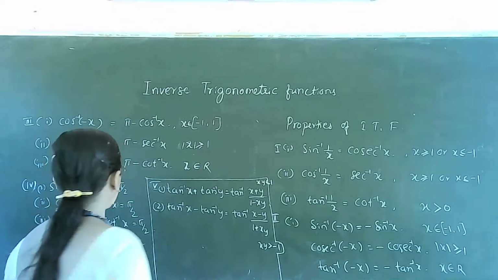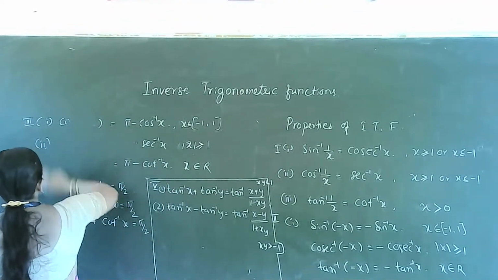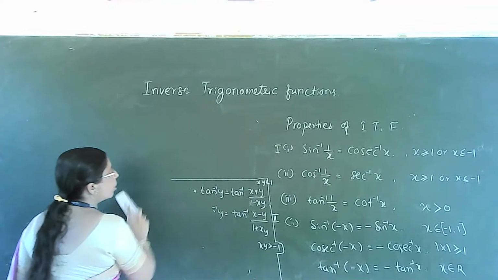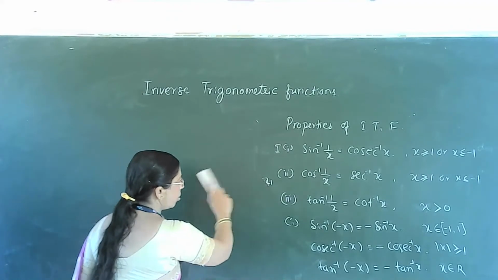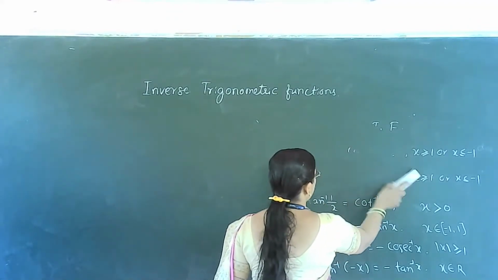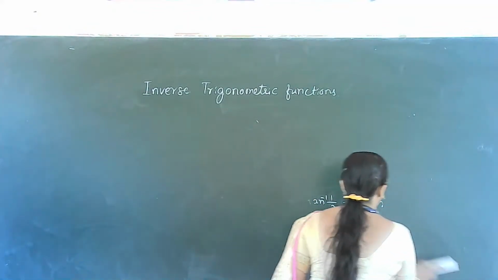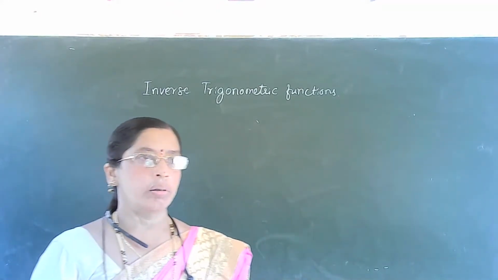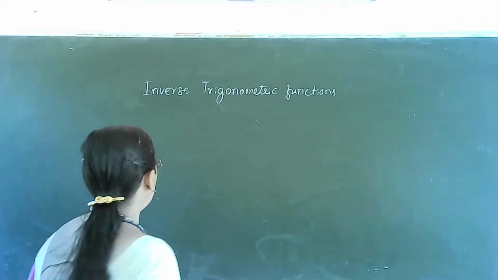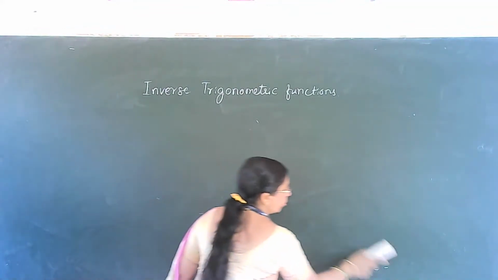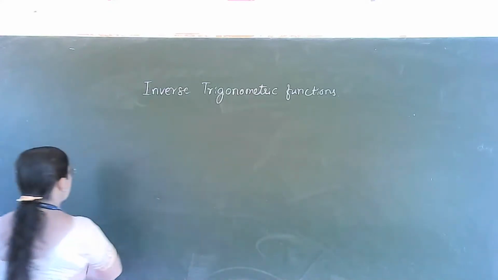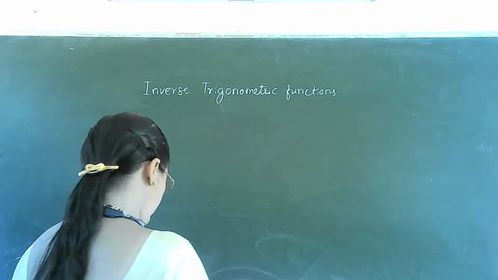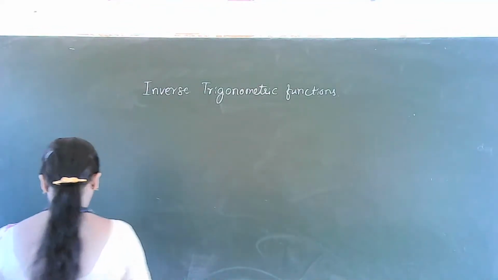I will send you a PDF of all these properties and the domain and range of the functions. Now I shall solve some 1 mark, 2 mark and 3 mark questions on this chart. You already know about the graph of the inverse trigonometric functions. Many problems were also discussed in the online class. You already know, but I recall it once again.